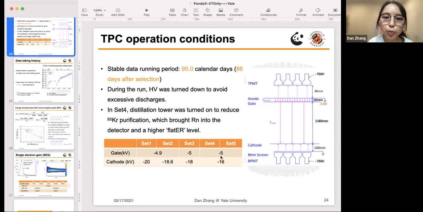We keep the same cathode high voltage, so at this level everything works well. We are also very surprised at how well the NEST model can predict our data. Okay, thank you.